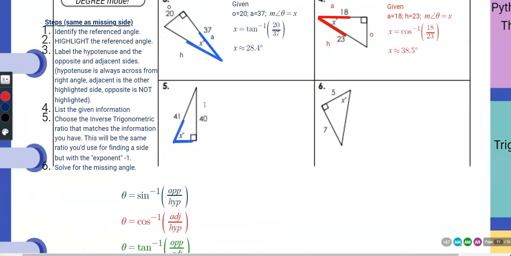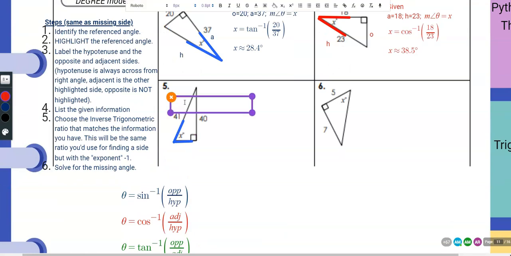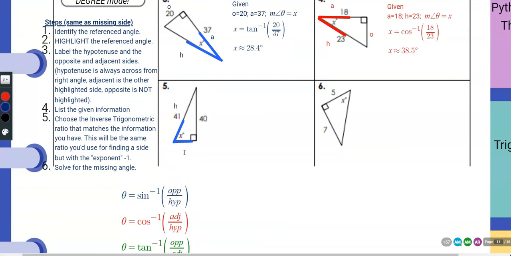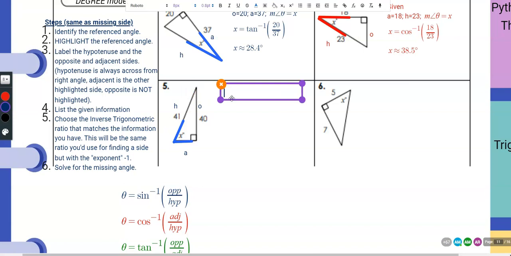Number 5, we're going to label the hypotenuse first. We're going to label the adjacent side. Remember, it's the other side that's highlighted. And the unhighlighted side is opposite. List your givens. So O is 40.